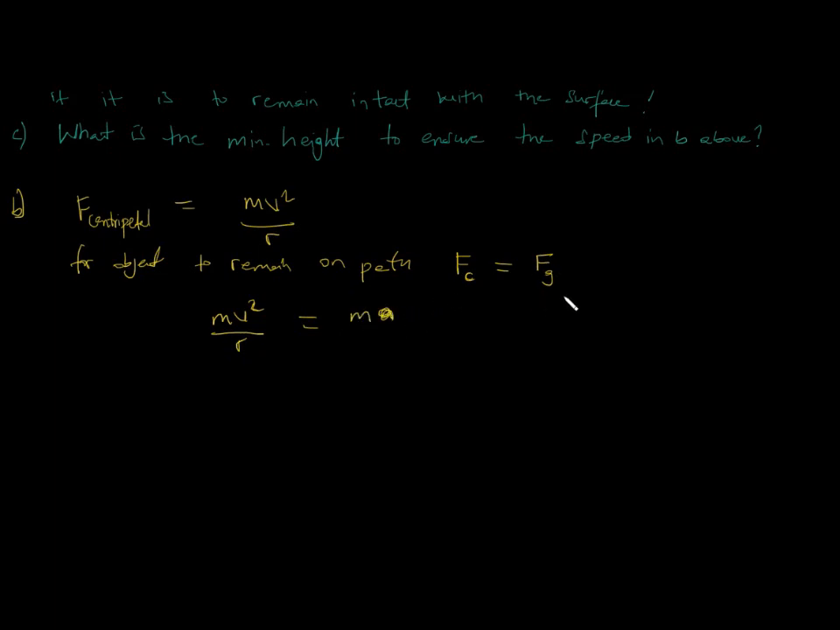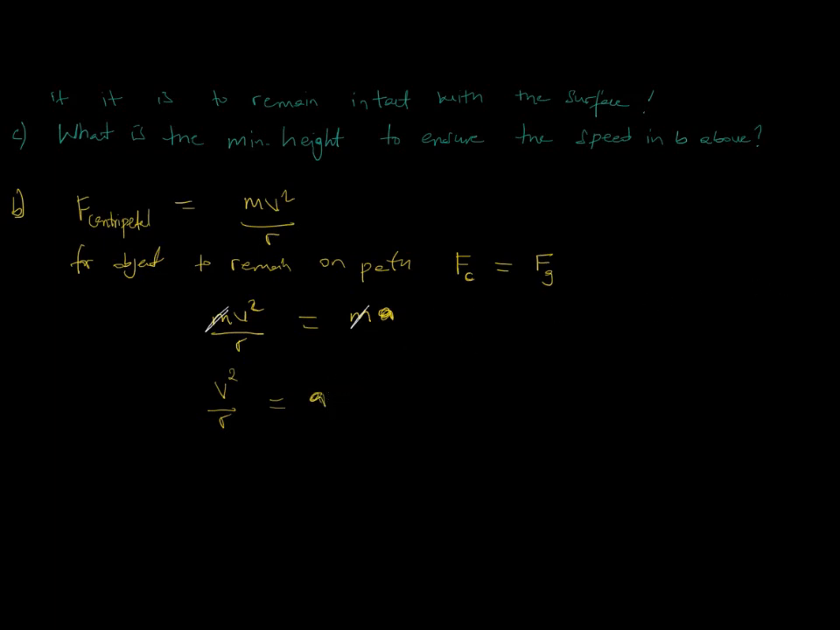Now, since we're looking at the same object in both cases, our mass will be constant, so the mass will essentially cancel. We're left with the formula v squared over r is equal to a.